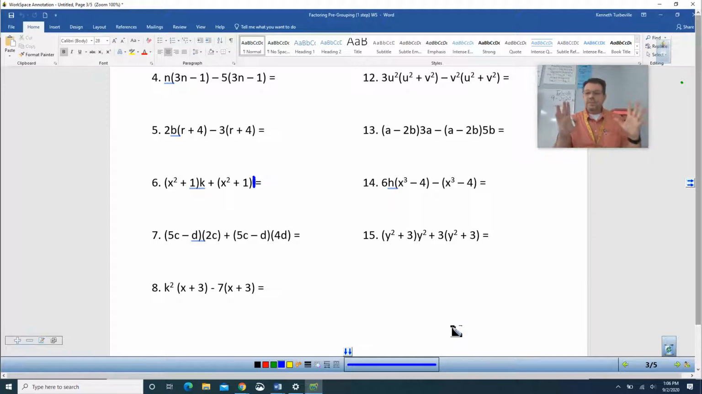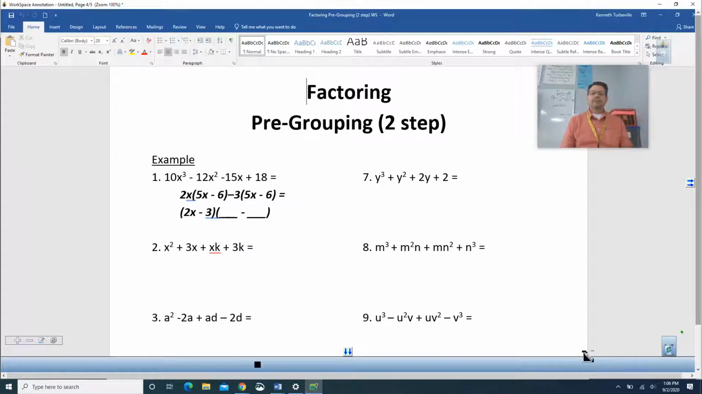Okay, so you've finished the front page. Now let's go to the back page. All right, so the back page is going to add another step for it. So we're getting a setup called factoring by grouping. So it's our pre-setup for it. So what we're going to do is we're going to actually set up groups.